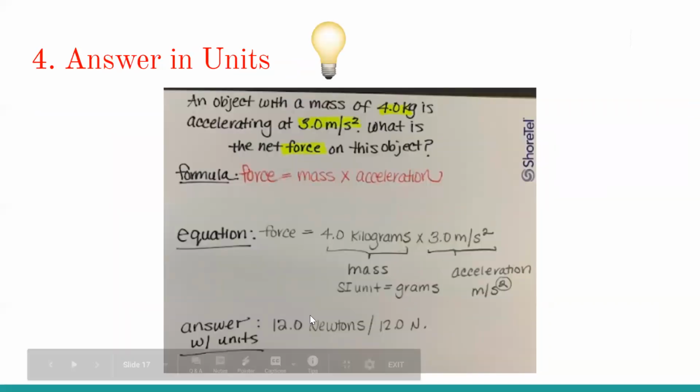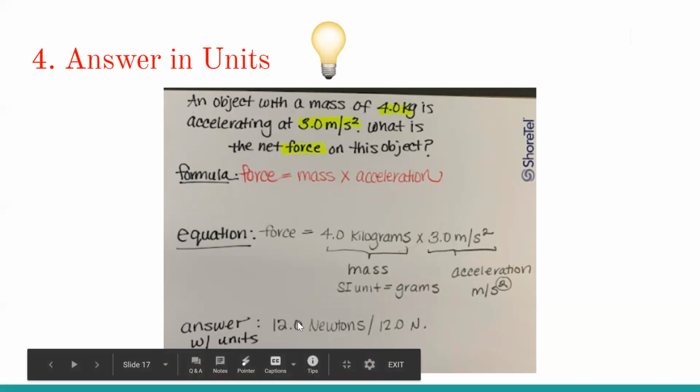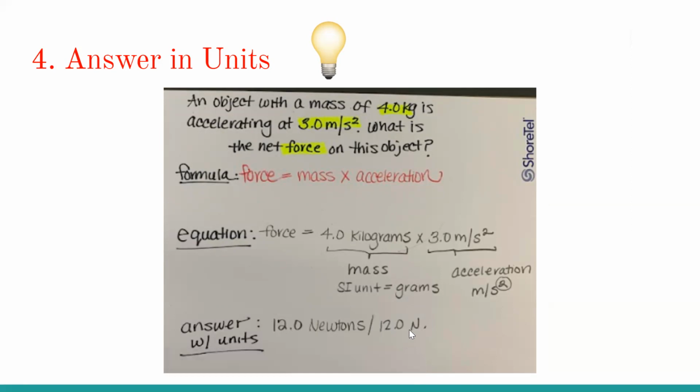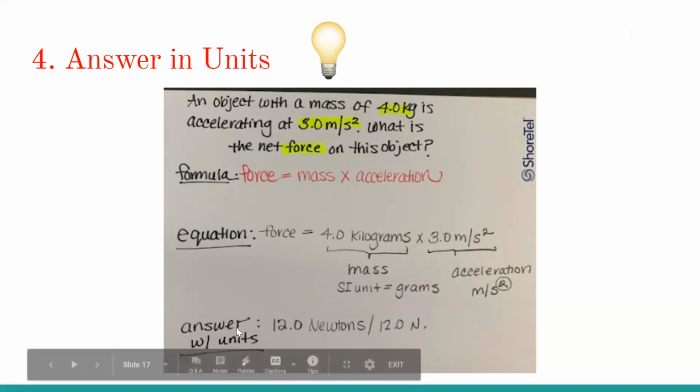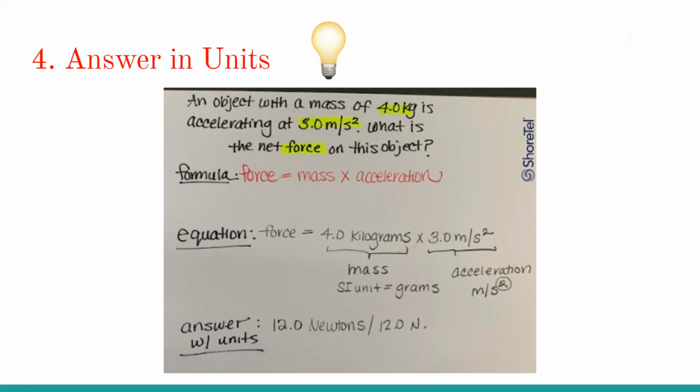Answer in units, 12.0 newtons. Or like I said, if you don't want to write it out, I know a lot of my organized ladies like to write it like this, so I wrote it like that, but some of our guys in class, just 12 N's. That's it, 12 newtons. That's fine, as long as you're giving your answer with units. All right? If you're having trouble understanding this, please rewind and look over this again.